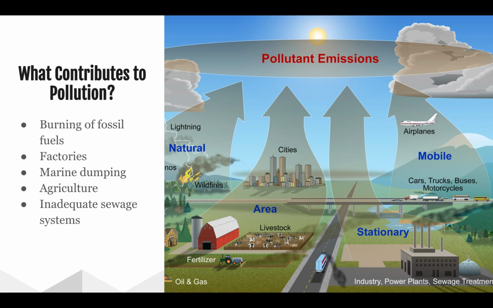Factories go hand in hand with burning fossil fuels because the air pollutants are greenhouse gases that result from burning the fossil fuels, and factories can contribute to water and land pollution by acidifying rain, chemical spills, and disposal of toxic waste.